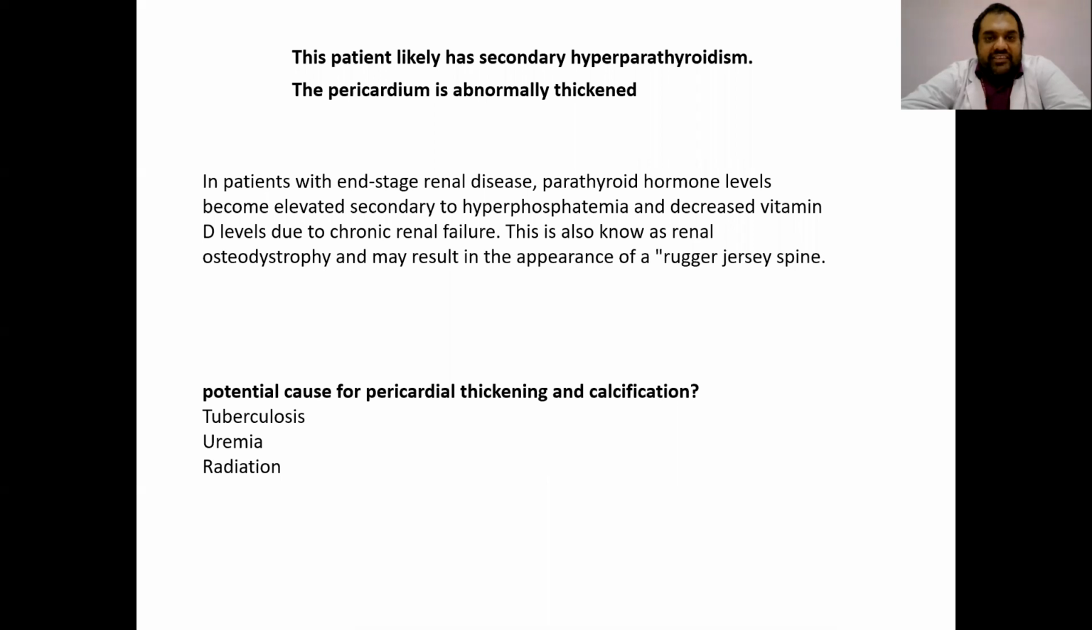In patients with end-stage renal disease, parathyroid hormone levels become elevated secondary to hyperphosphatemia and decreased vitamin D levels due to chronic renal failure. This is also known as renal osteodystrophy and may result in the appearance of rugger jersey spine. That is a hyperphosphatemia. The potential causes for pericardial thickening and calcification: there are 3 DDs, like tuberculosis, uremia, and radiation.